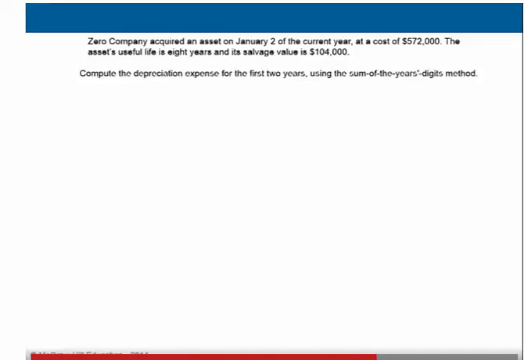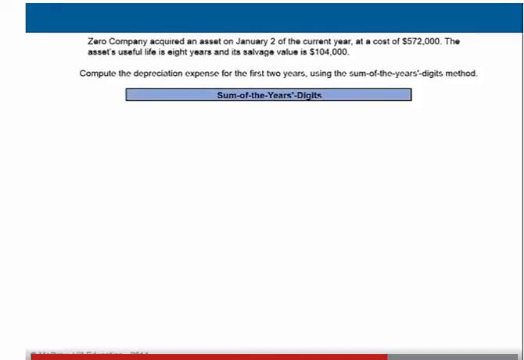And finally, we're asked to calculate depreciation expense for the first 2 years using the sum of the year's digits method. The formula for sum of the year's digits is equal to the number of years remaining divided by the sum of the year's digits. We take the number of years remaining, and for an 8-year asset, we add 8 plus 7 plus 6 plus 5 plus 4 plus 3 plus 2 plus 1. The fraction each year is equal to the number of years remaining divided by 36.